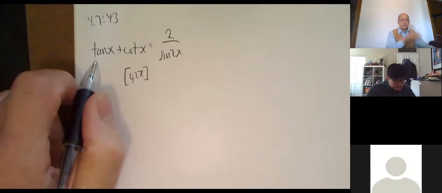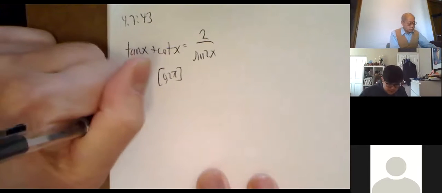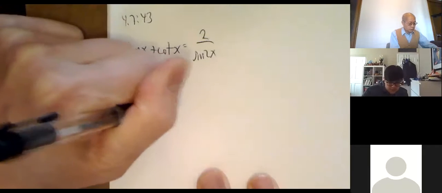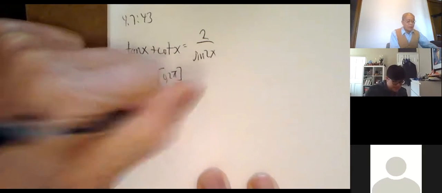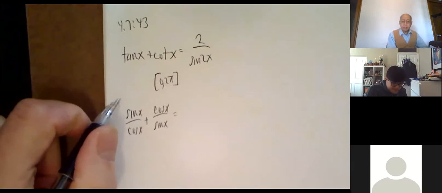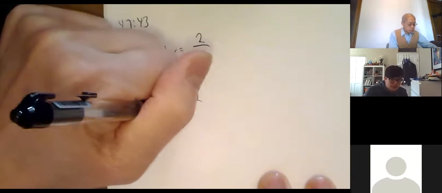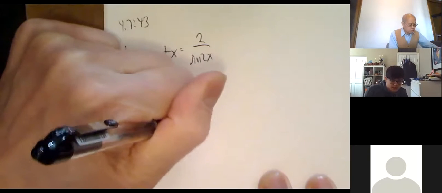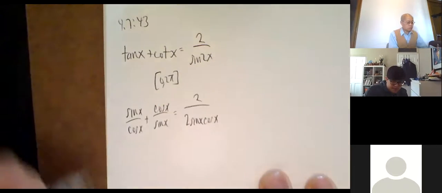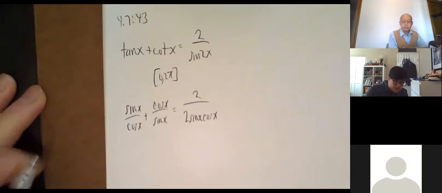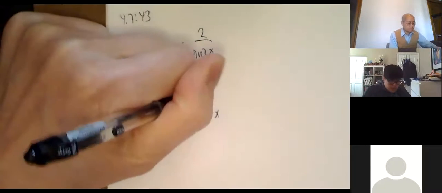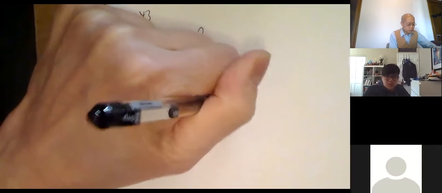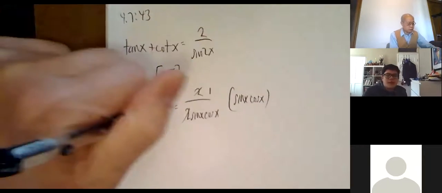Okay, let's change this to sines and cosines. So this would be sine x over cosine x plus cosine x over sine x. This is not an identity, so that means you can't cross over and so forth. 2 over, okay, sine of 2x by formula is 2 sine x cosine x. Oh, these cancel out. Okay, how about multiply both sides by sine x cosine x?